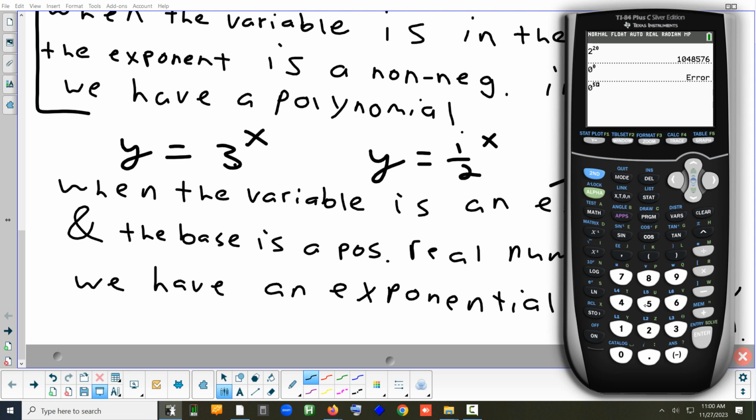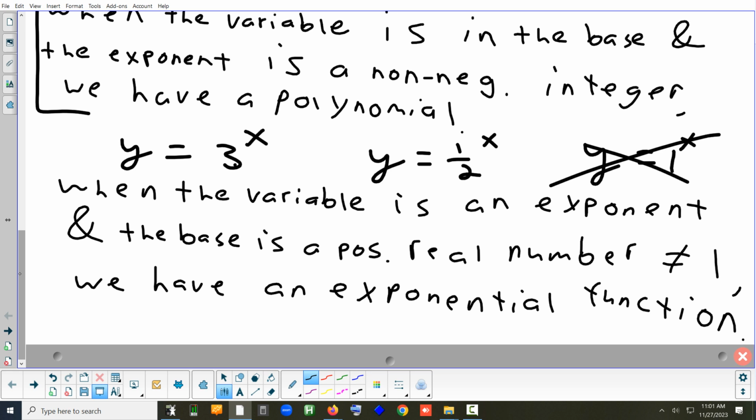Isn't a number to the 0th power just the number? Well, a number to the 0th power is different than what I have on the calculator there. 0 to any power is 0. But if you take 5 to the 0, that's 1, right? Yeah. A number to the 0 power is always 1. Does that make sense? Yeah, that's what I was saying.